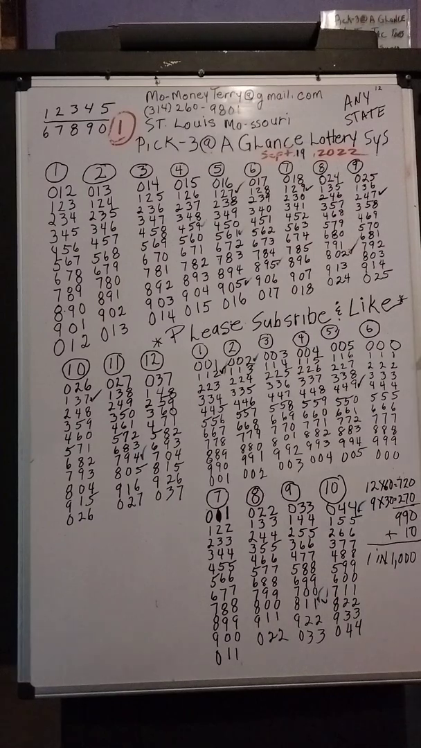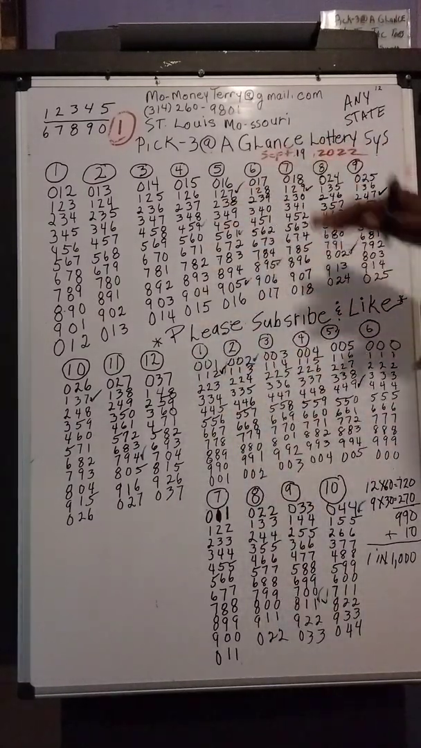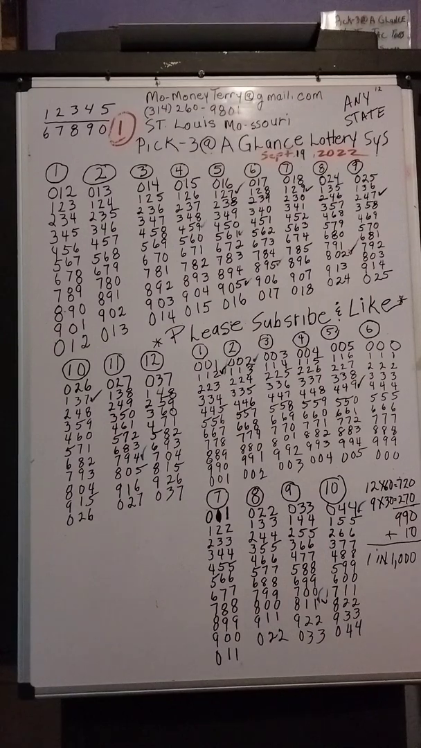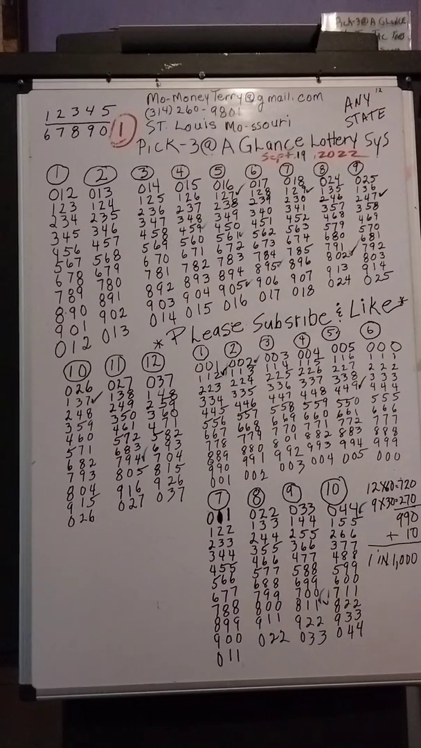All right, and this was the main sheet I started with. I created this with Pick 3. Then I started getting other ideas to complement this system to make it even more powerful. And it all works off a glance, okay? So I'm going to show you those other complements that I have that make this so powerful.